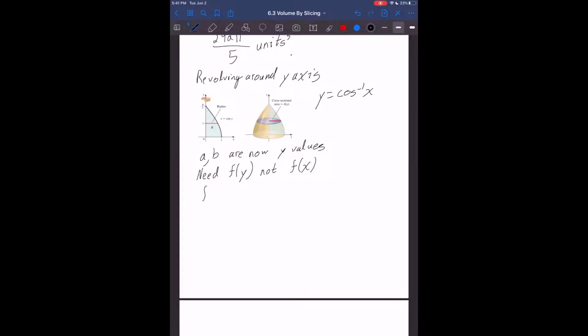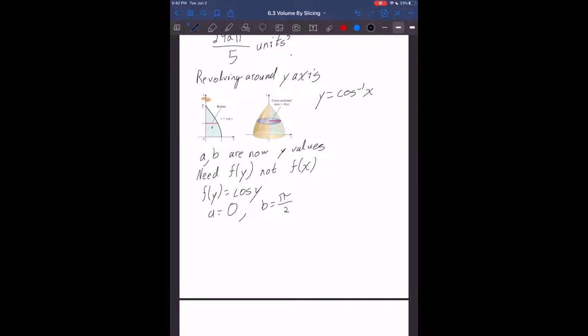So in this case, it's already given to us that our function f of y is going to be cosine of y. I can just take cosine of both sides of this in order to get x equals cosine of y. We can also see from this that a is always going to be our bottom y value, our smallest y value. So a will be 0, and b is going to be pi over 2.